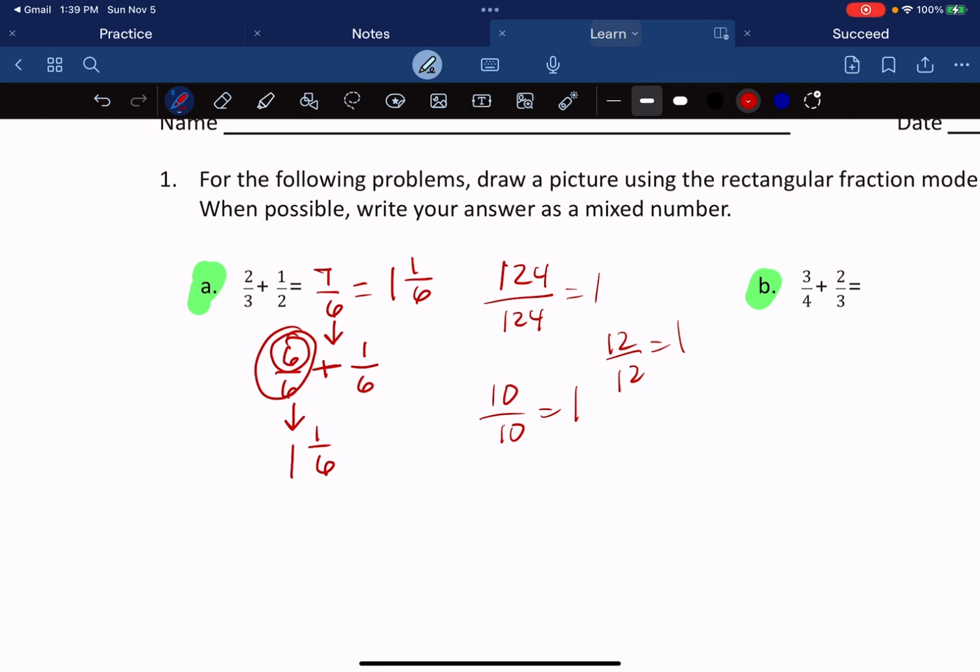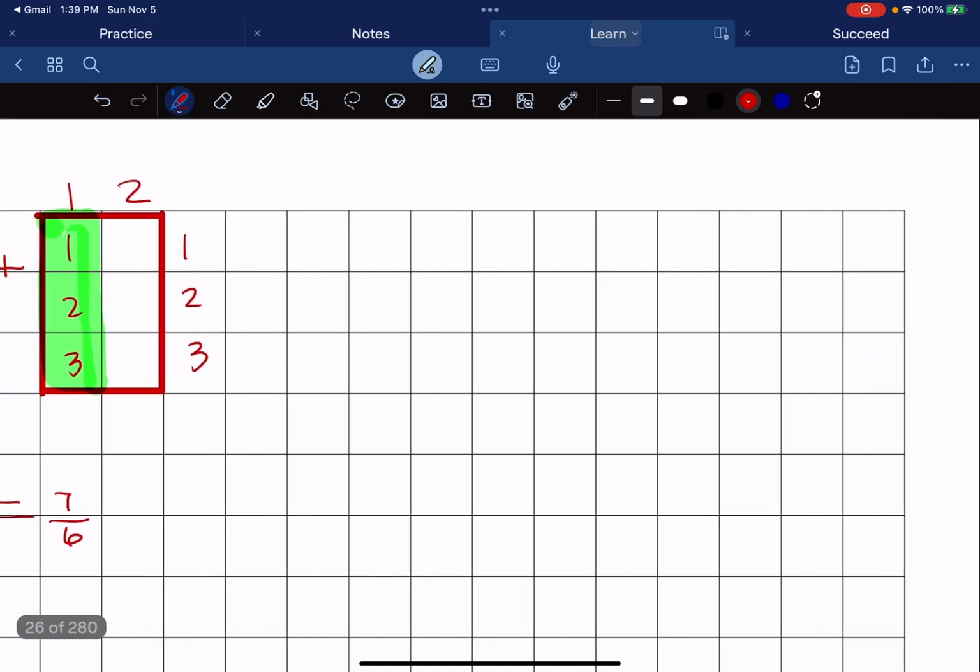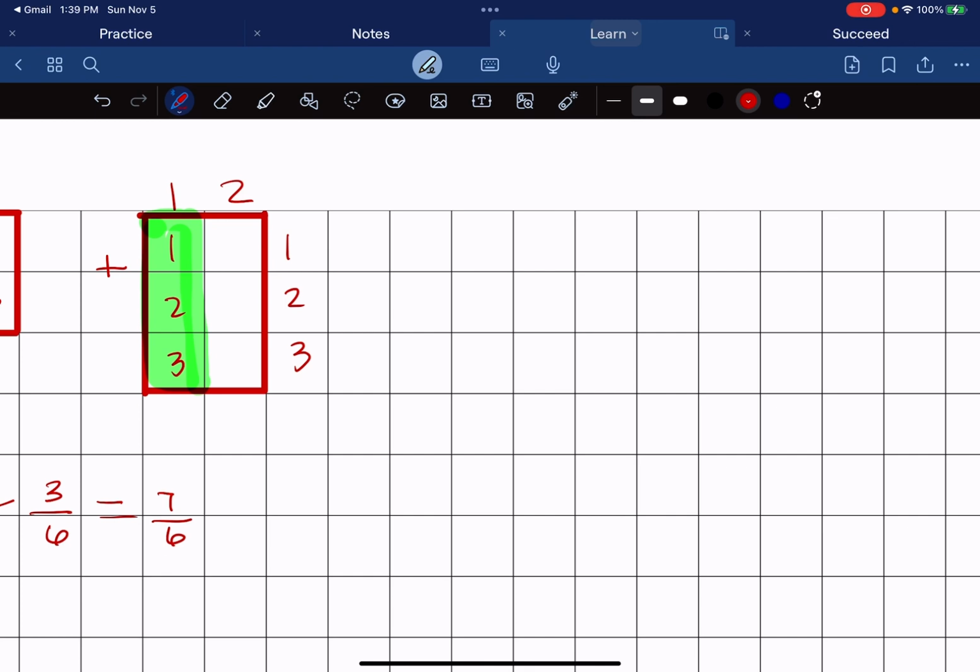All right, so let's go look at B. It is 3/4 plus 2/3. So let's come over here. I have 3/4 plus 2/3. So I'm going to look at my denominator, and I'm going to count 1, 2, 3, 4 going across. And then I'm going to go 3 down. So 1, 2, 3. And I am going to make that model. So 4 across, 3 down.